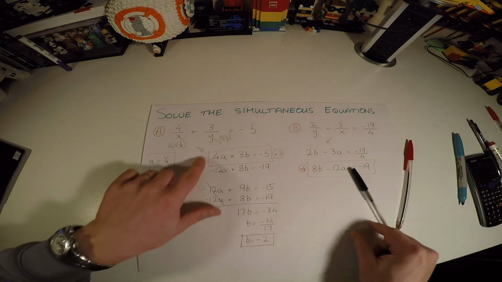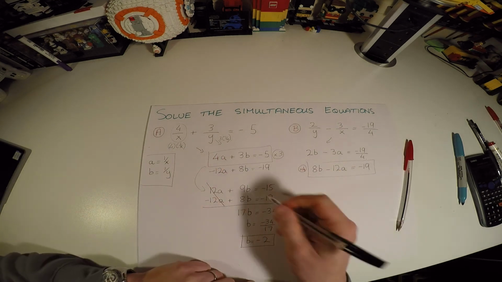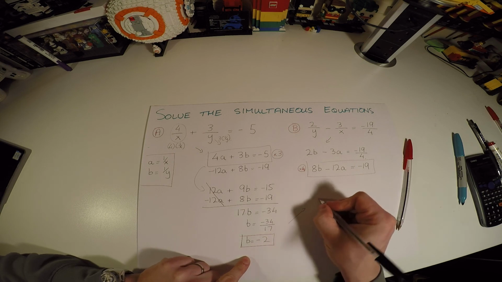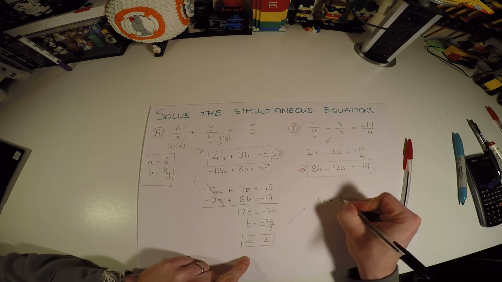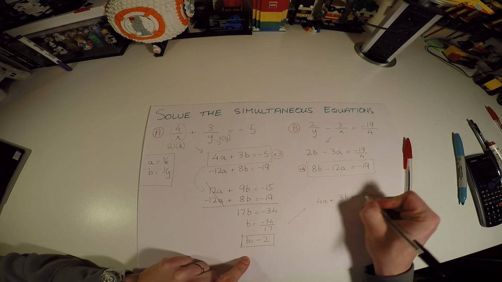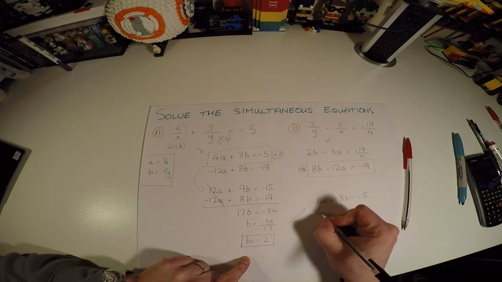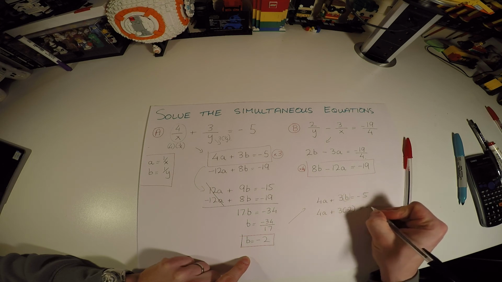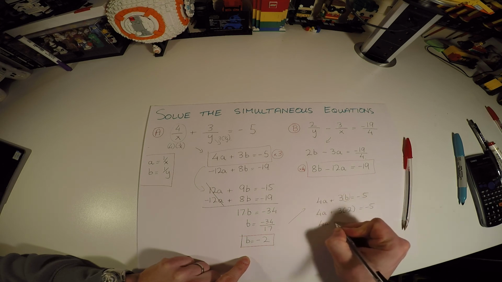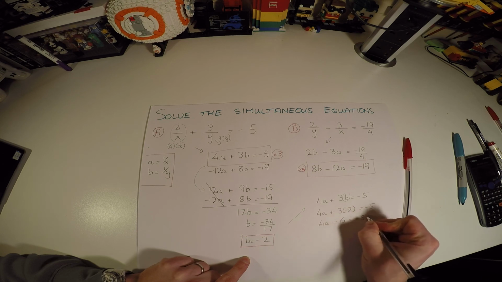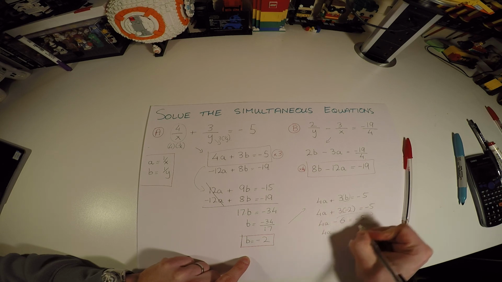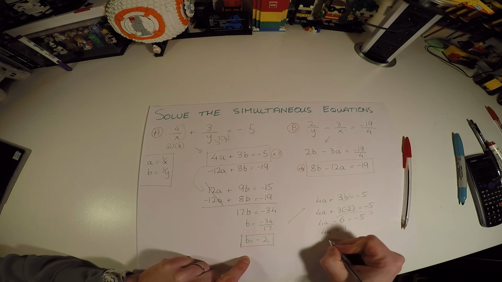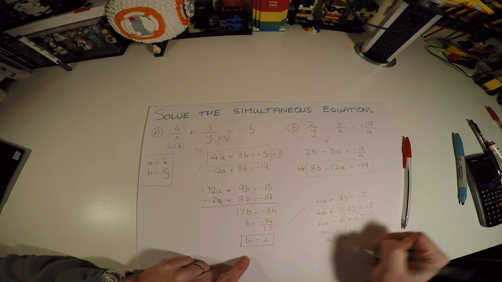Now what about a? Well, we can take any of the original equations. So let's take this original equation here, where we have 4a plus 3b is equal to minus 5. Now let's replace our b by minus 2. 4a plus 3 times minus 2 is equal to minus 5. 4a minus 6 is equal to minus 5. 4a, when this comes across, comes positive, is equal to minus 5 plus 6, which is 1. a must be equal to a quarter.